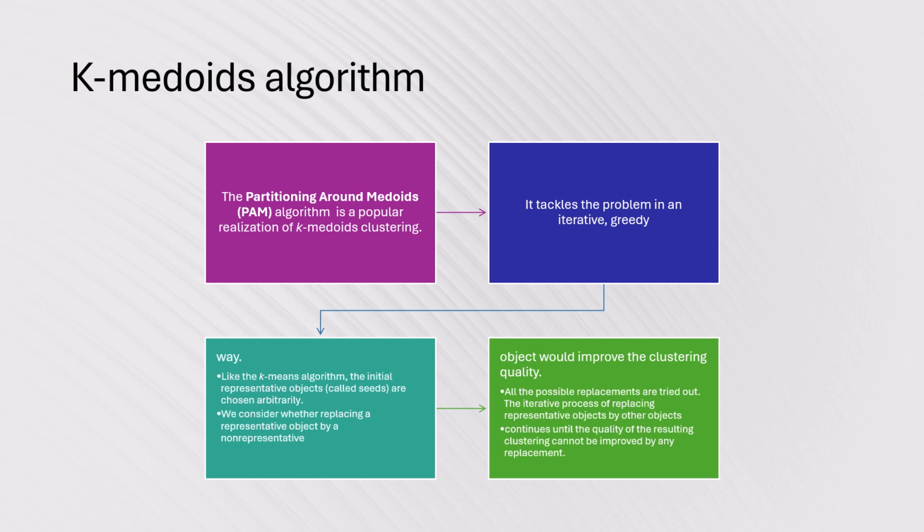The iterative process of replacing representative objects by other objects continues until the quality of the resulting clustering cannot be improved by any replacement. The quality is measured by a cost function of the average dissimilarity between an object and the representative object of its cluster.